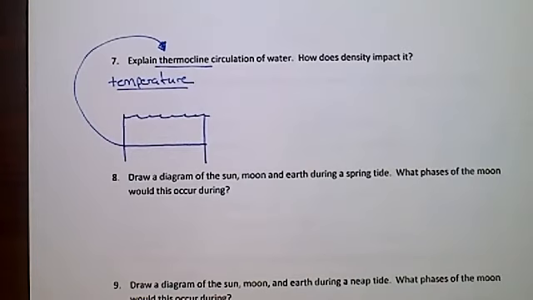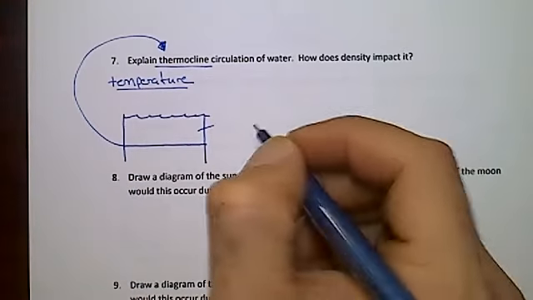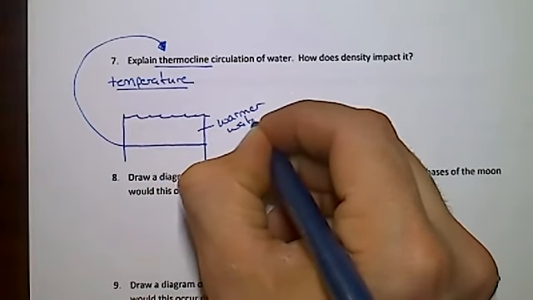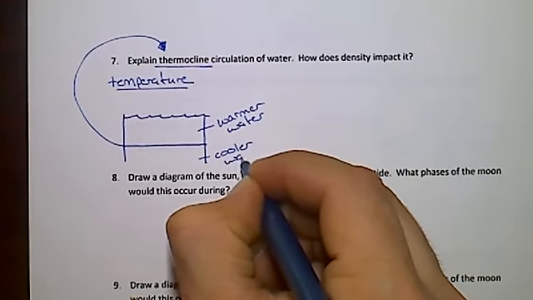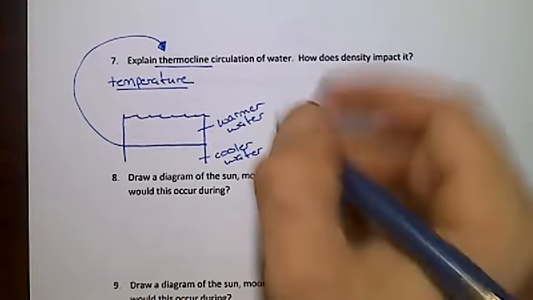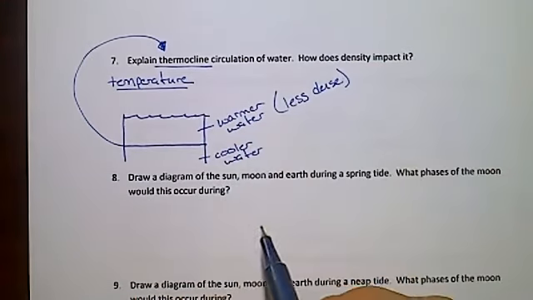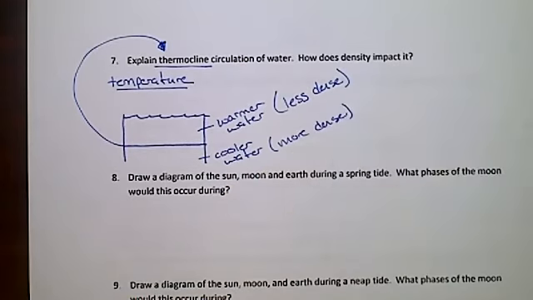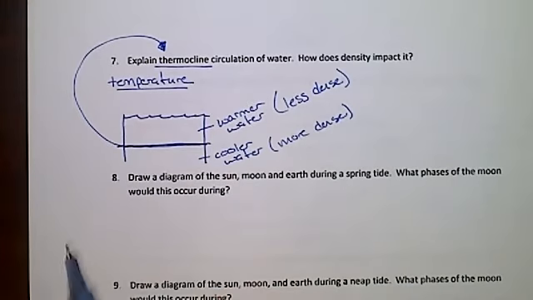And just like in your home, your second floor will be warmer. That is the same thing that will occur in a body of water. Your warmer water will rise to the top, and your cooler water will sink. Now, as this occurs, the warmer, less dense water will rise. The cooler, more dense water will sink, and that will create this barrier. And this barrier right here is known as the thermocline.